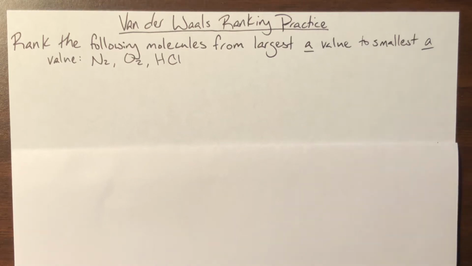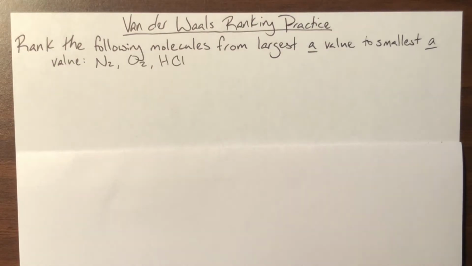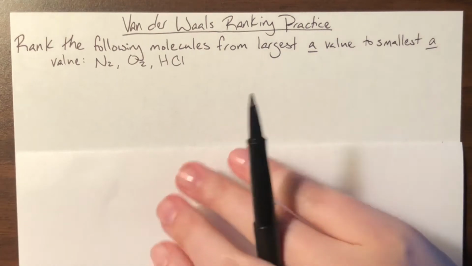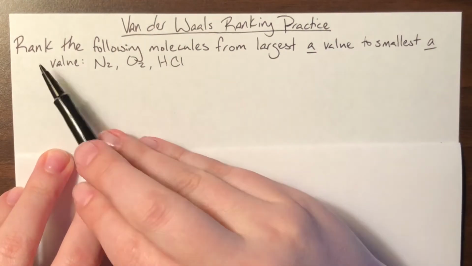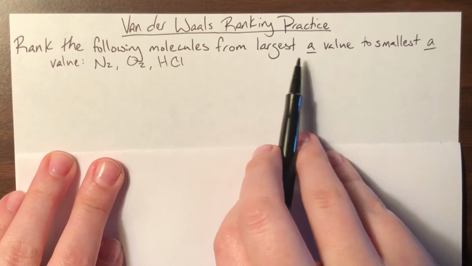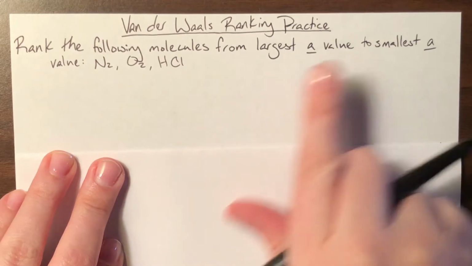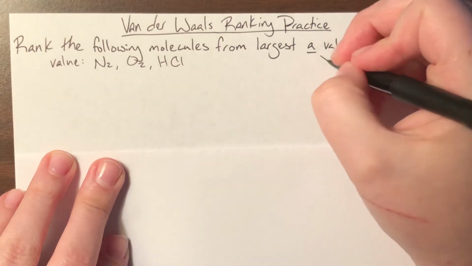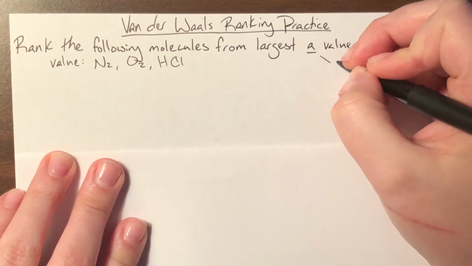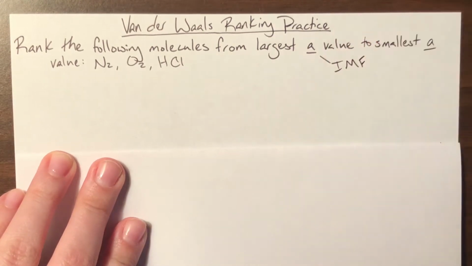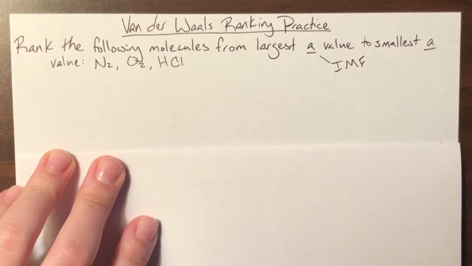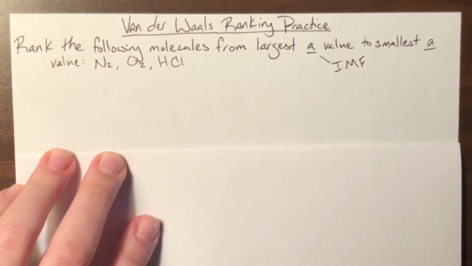Today we're going to specifically be practicing how to rank different molecules for their A value or their B value when we're in reference to the van der Waals equation. So here we have the question: rank the following molecules from the largest A value to the smallest A value. Now we need to remember what A is, and A is going to be my correction for the intermolecular force, which means that I am going to be searching for polarity.